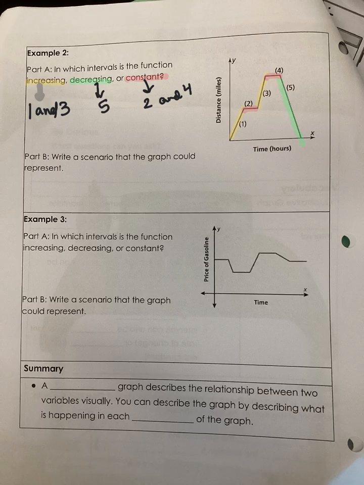Then for 2 and 4, you're staying constant. It's pretty much a flat line. So you're probably staying at the same spot. Maybe you stopped. Maybe you're just slowly moving, but you're not really getting that much of a distance there. So 2 and 4 is where you're just staying constant because it's flat.